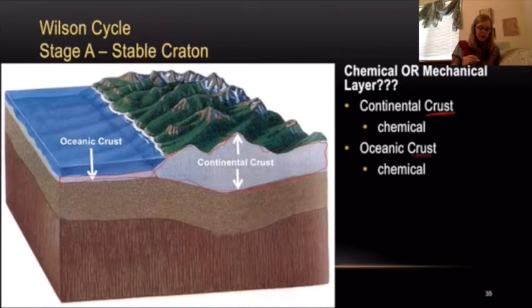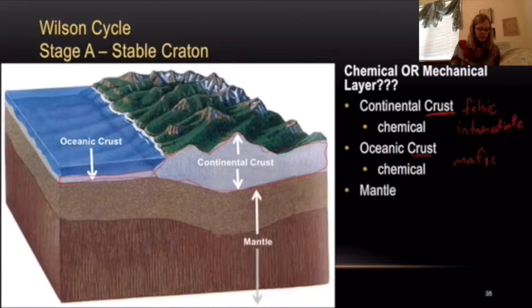All right, so the continental crust, again, what chemistries does it have? What compositions does it have? It has felsic composition and intermediate composition. And ocean crust, what chemistry does it have? It has mafic composition. Great. All right, the mantle.